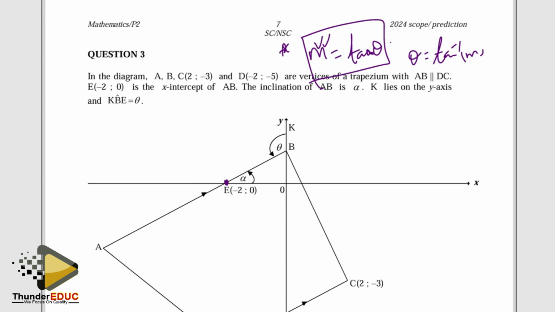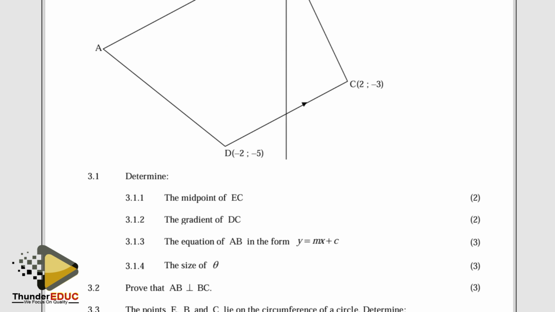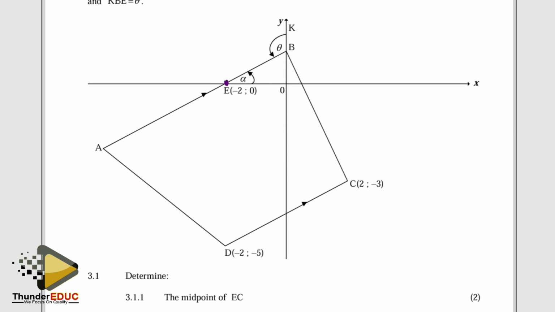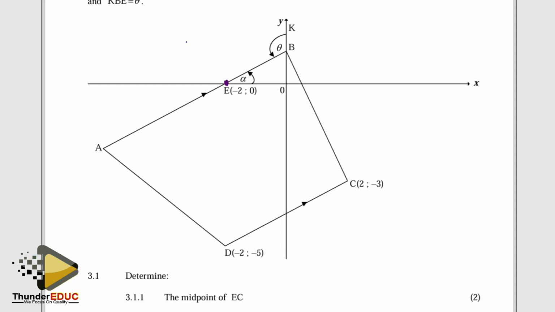So in the diagram, A, B, C, and D are vertices of a trapezium. With a trapezium, you only have one pair of parallel sides. AB is parallel to that, E is that of A with x-intercept of that, inclination of alpha with K that lies there. Good. 3.1, they want the midpoint of EC. Now someone once asked me, but now there's no line between EC. Just imagine if there was a line there. Or if possible, just sketch it. But there's no point of sketching.